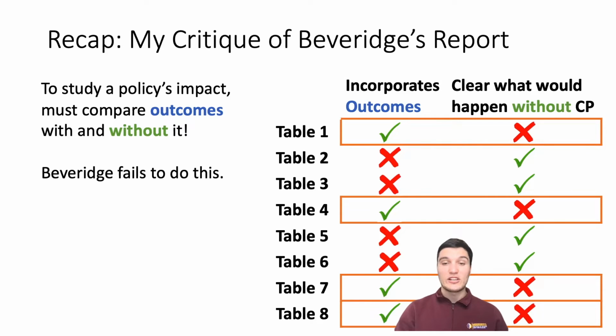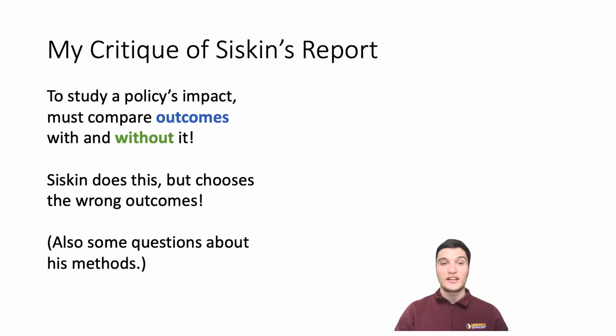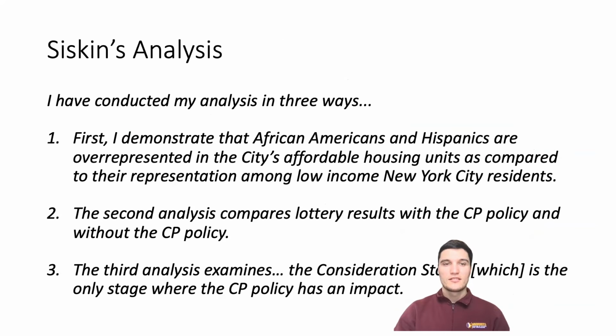If I had to similarly summarize my critique of Siskin's report, I would say he does actually attempt to compare outcomes with and without the policy, which is great, but he doesn't really choose the right outcomes to compare. I also have some questions about his methods for estimating what would have happened without the policy. I'm not going to go too deep into those in this video. Siskin presents 3 main analyses, and I'm just going to tackle them one by one.